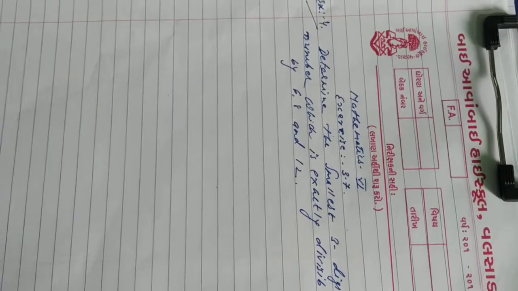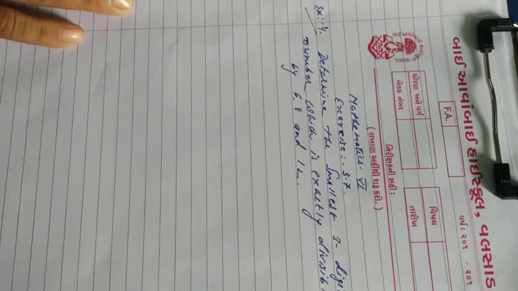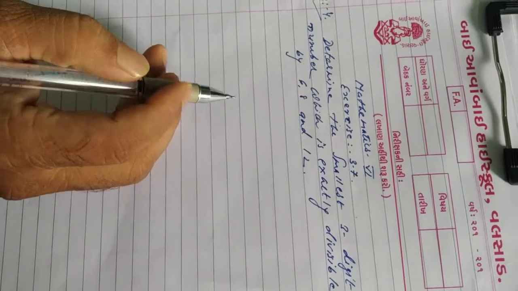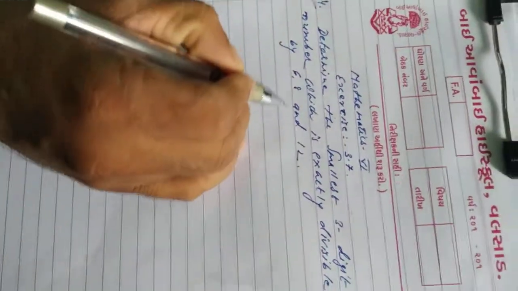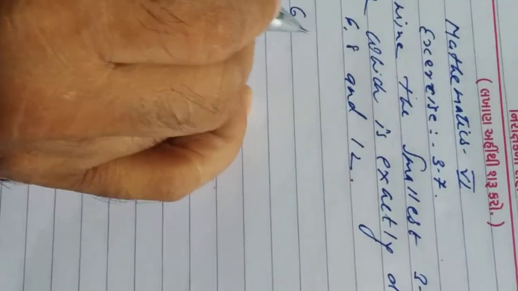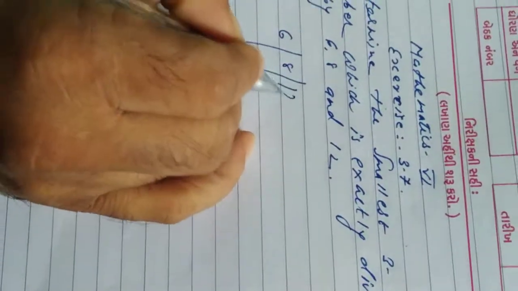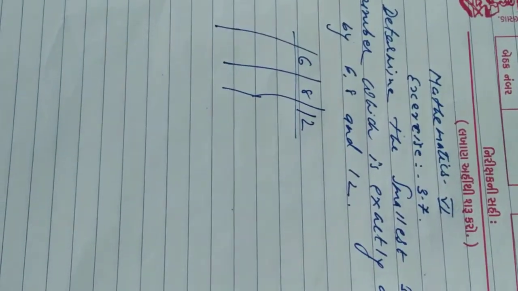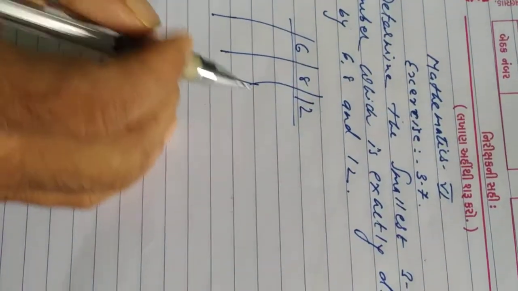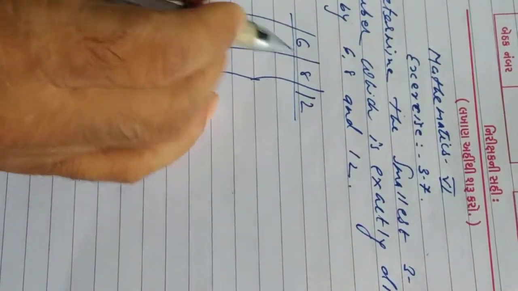So we know well that the LCM of the given numbers, and its multiples, will definitely be exactly divisible by 6, 8 and 12. So let's first find the LCM of the given numbers 6, 8 and 12. They are very small numbers, so we can divide them simply.